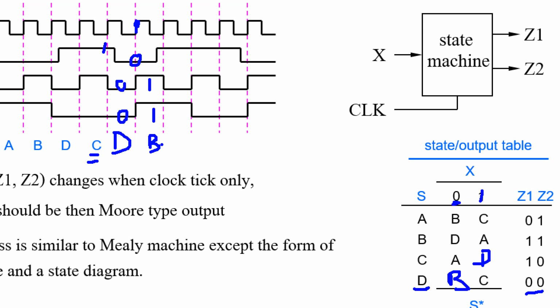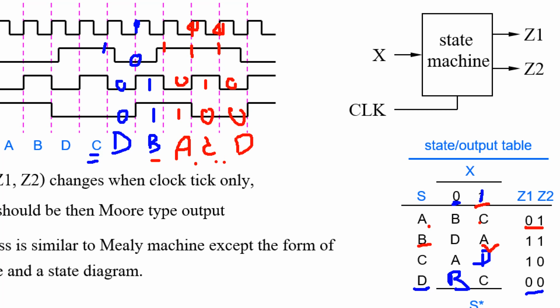And then at state B, when input is 1, go to the state with output 0 1. 0 1 is state A, right? It's A here. And then clock tick here, output is 1 0. Output 1 0 is state C. Input is 1, change A to C. And at this clock tick, output is 0 0. 0 0 is state D.